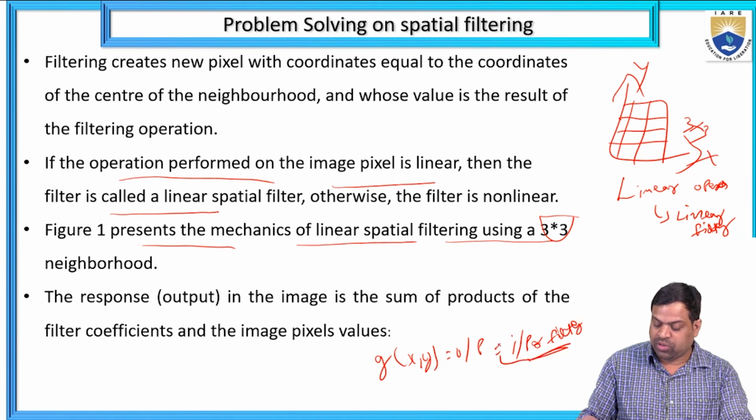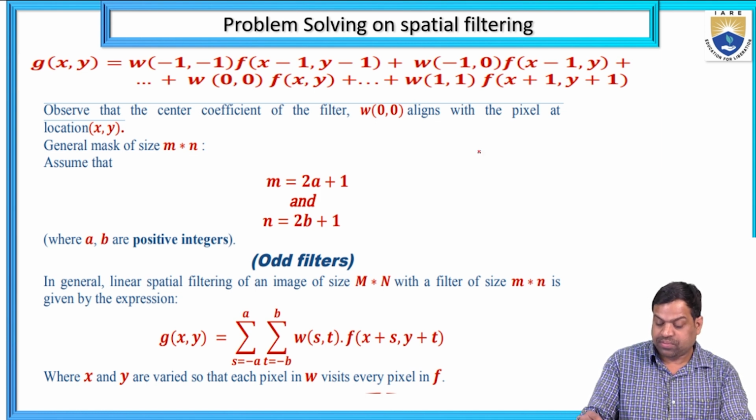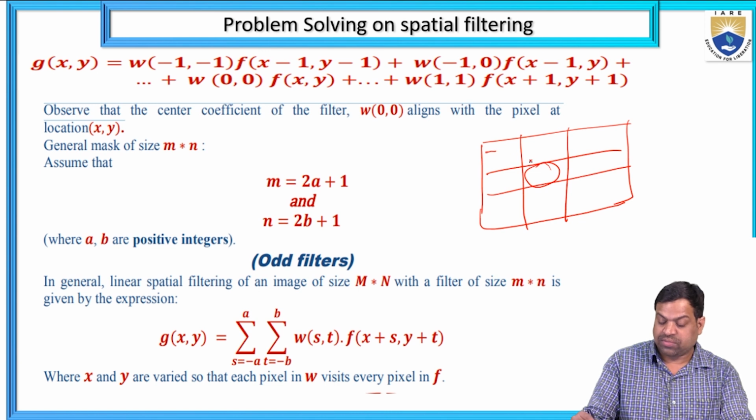The filter is applied to the input, and that is the output. So the output is g of x, the input I'm taking as f of x comma y, and w is the filtering mask. This is a filtering technique. Suppose here I'm taking the center point.